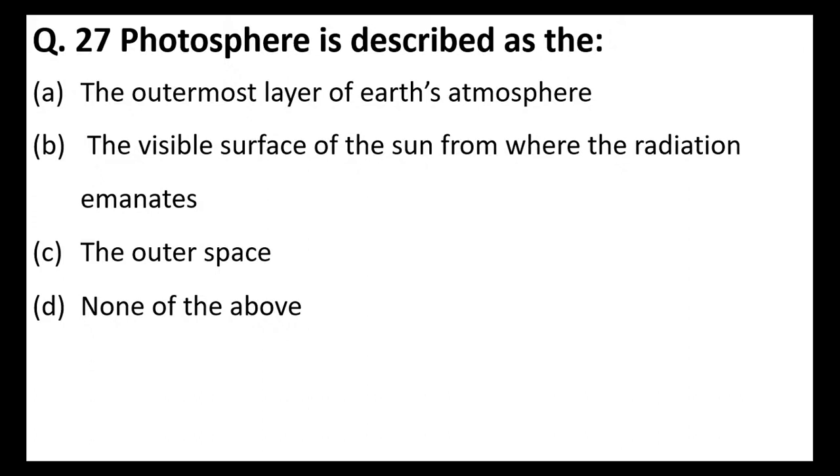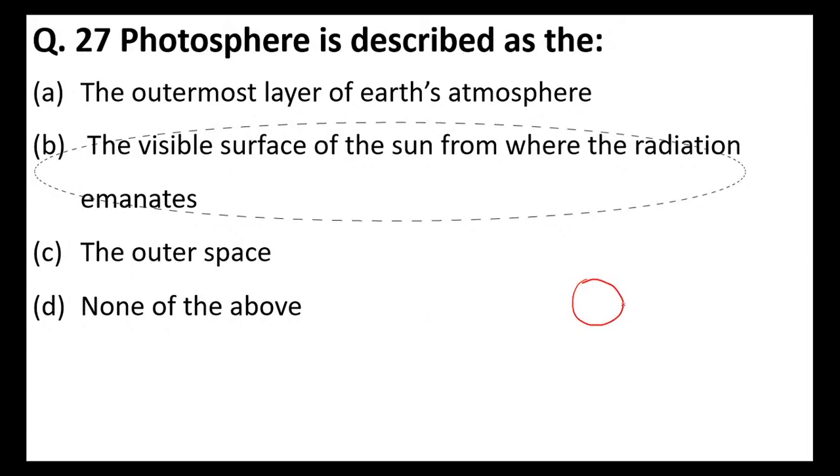Photosphere is described as the outermost layer of Earth's atmosphere, the visible surface of the sun from where radiations emanate, outer space, or none of the above. The correct answer here is option B, visible surface. You know how the sun looks. See, it does not have a proper surface because it is made up of gases. So just the visible area here, that is known as photosphere. You might think it is the surface, but it is actually not the surface.